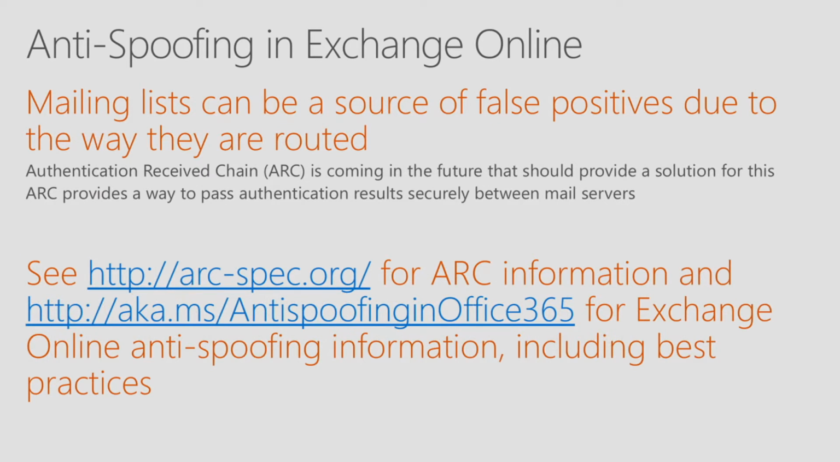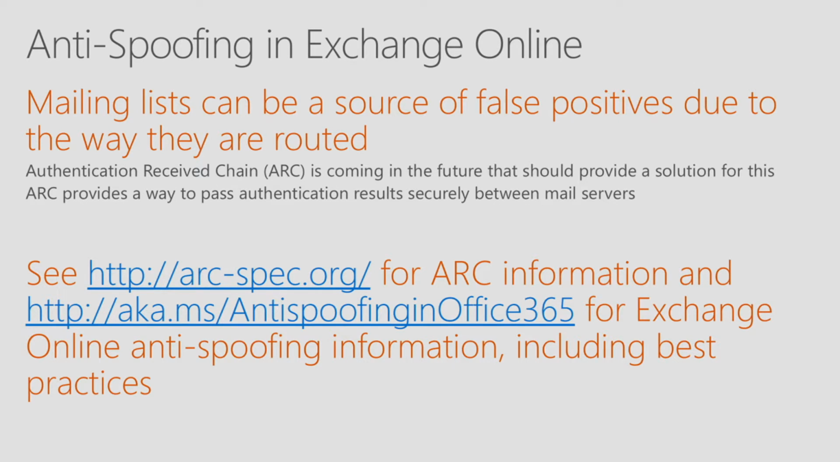Now, one of the challenges with anti-spoofing, though, is mailing lists. How many of you are on some sort of mailing list? Yeah, probably a lot of you, okay? So the way mailing lists work, you know, with the routing and the rewriting and the delivery and stuff, they end up being, with respect to anti-spoofing, a pretty big source of false positives. So there is something coming along. It's called Authenticated Received Chain, or ARC for short. And we're hoping that that is going to provide a solution to this.